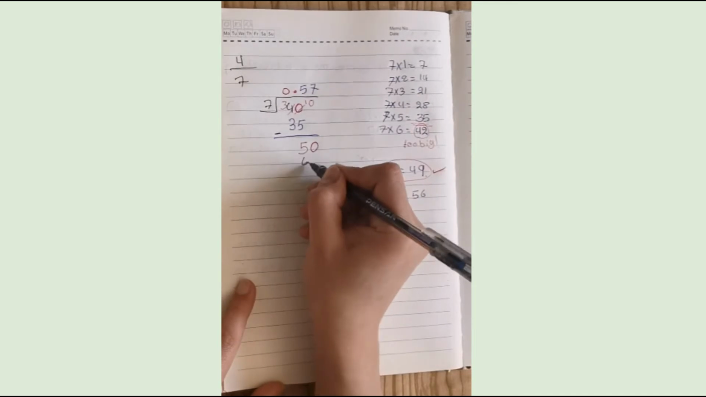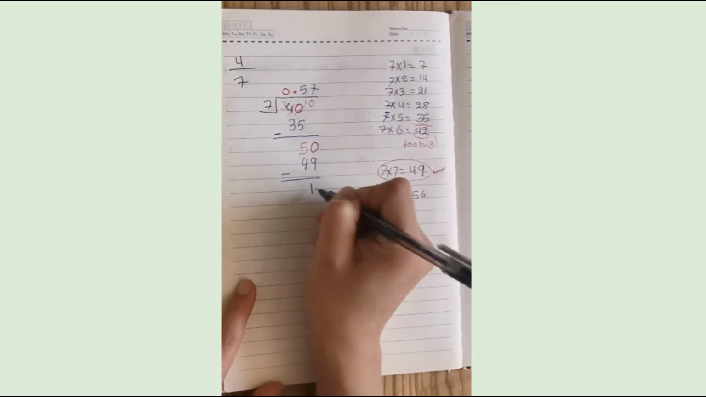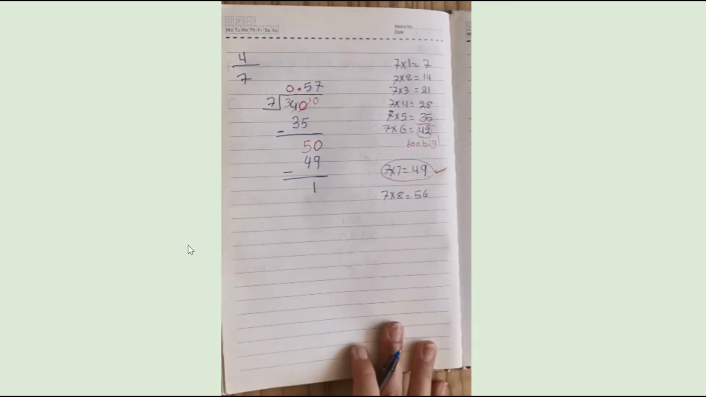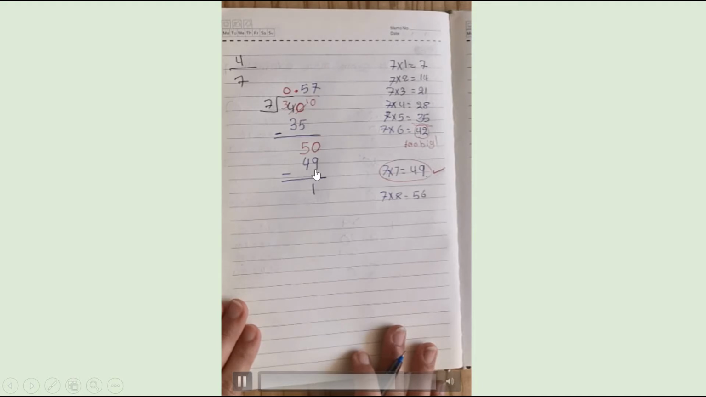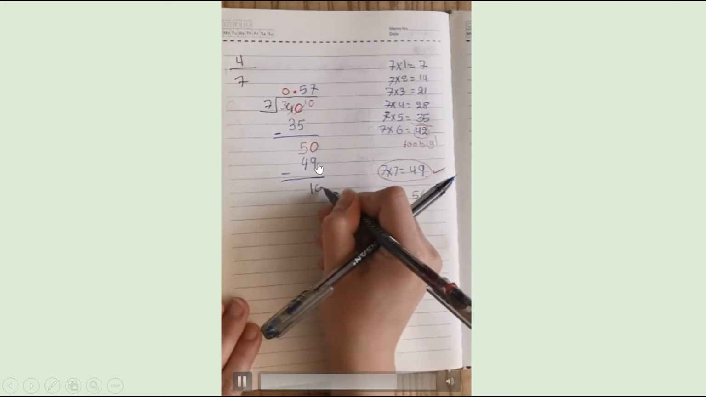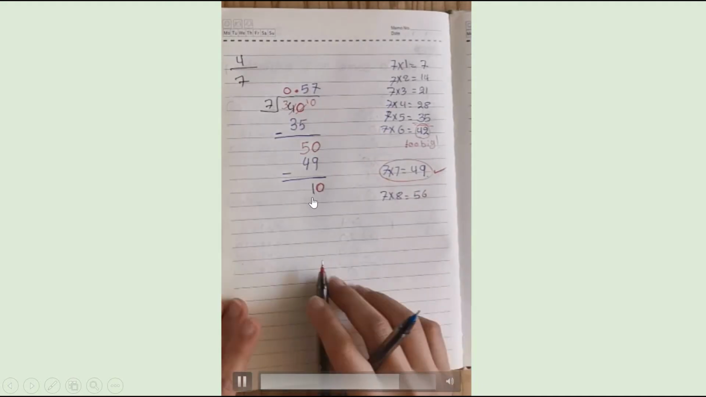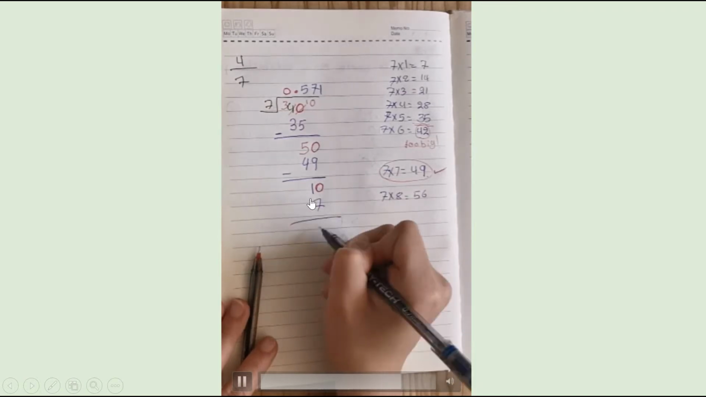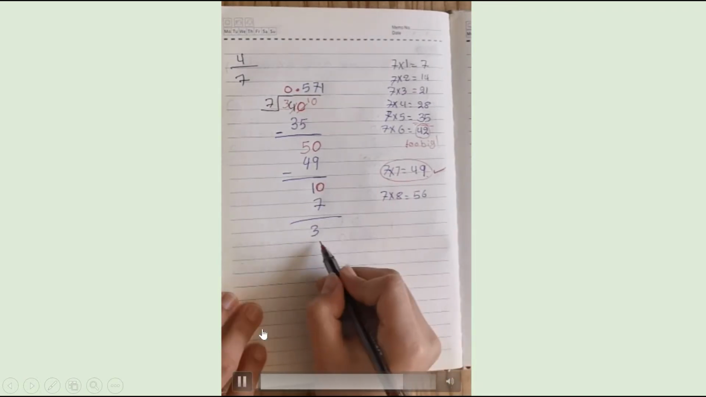56 is too big, so we are sticking with 49. Okay, 7 times 7 equals 49. And then if we subtract 49 from 50, we get 1. 1 is too small, so we put a 0.